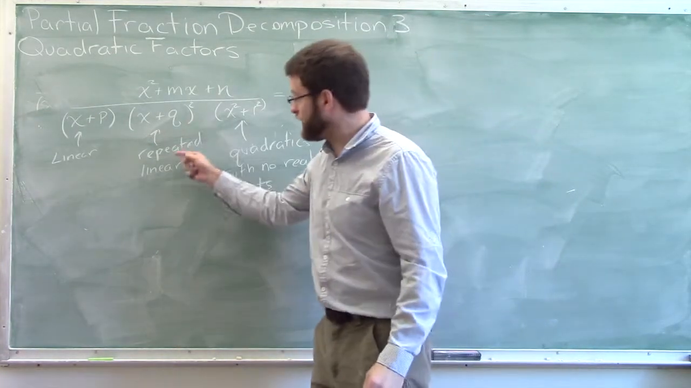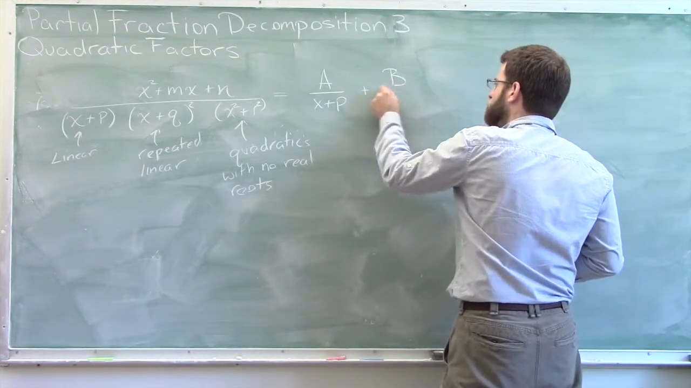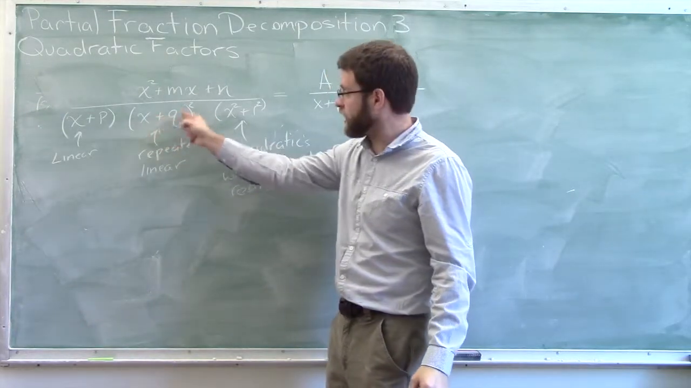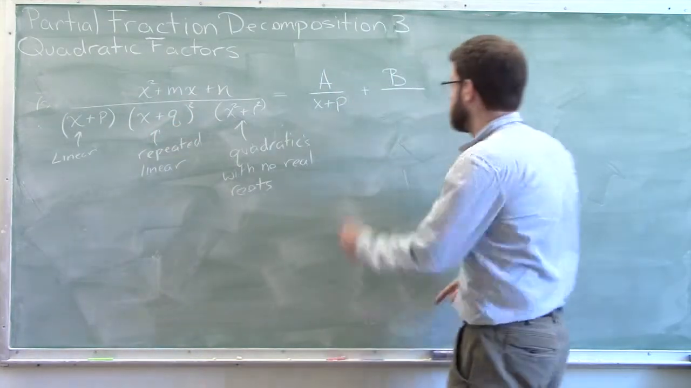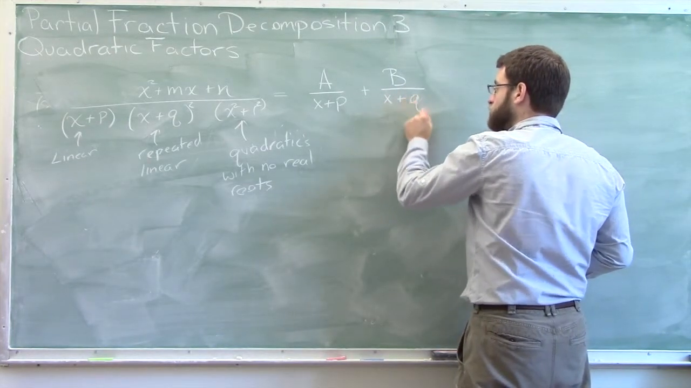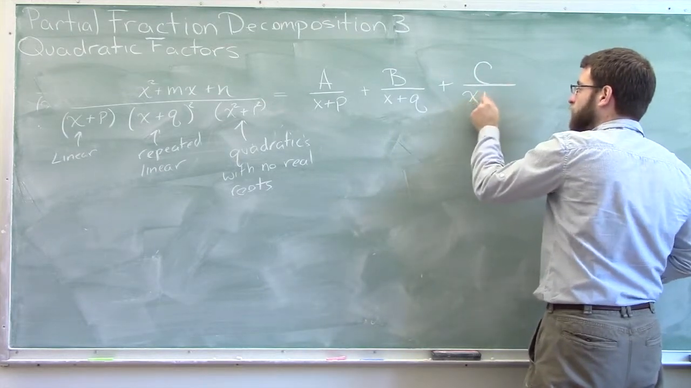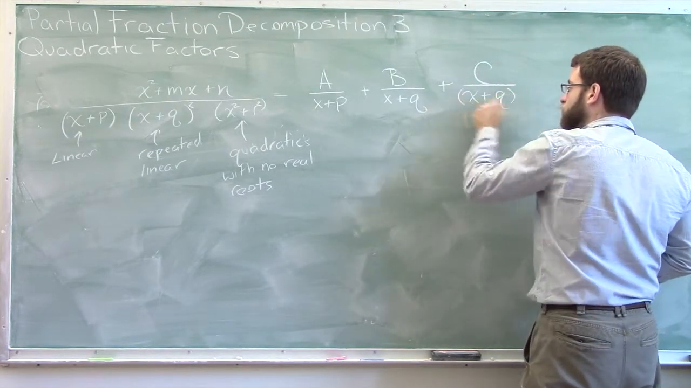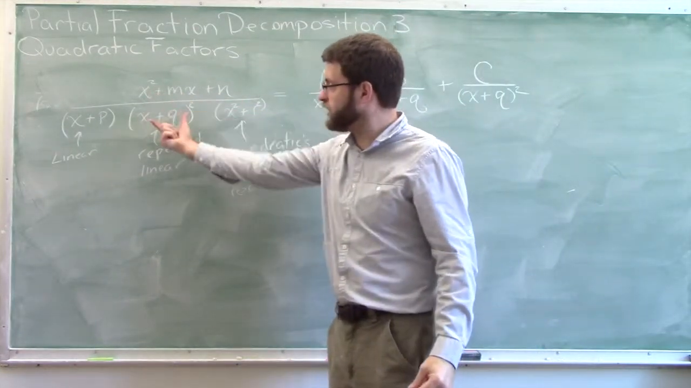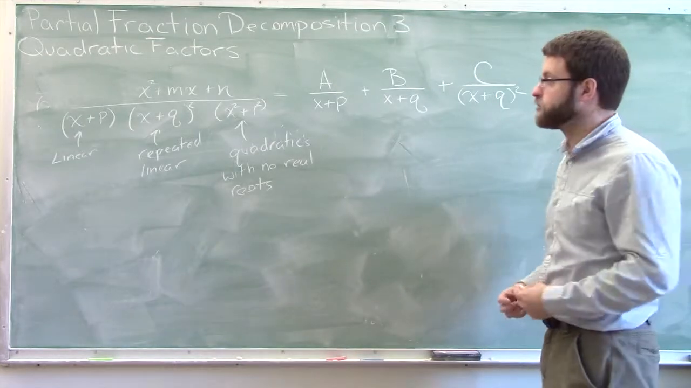When you have a repeated linear factor, you're going to introduce one piece for each power of that factor. So if I have (x plus q) squared, I'm going to introduce one term for x plus q, and then another term for (x plus q) squared. So the more times you repeat a linear factor, the more terms you want to include in your decomposition.